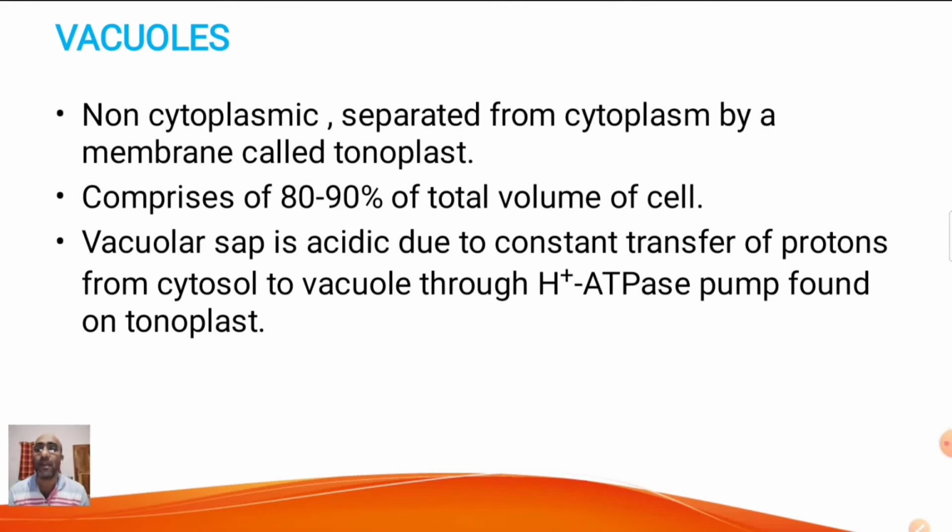The vacuolar sap is acidic in nature. Why is it acidic? Due to constant transfer of protons from cytosol to vacuole through the H plus ATPase pump found in tonoplast. So the H plus ATPase pump in the tonoplast, which is a selectively permeable membrane, helps in the constant transfer of protons from cytosol to vacuole, which makes the vacuolar sap acidic.